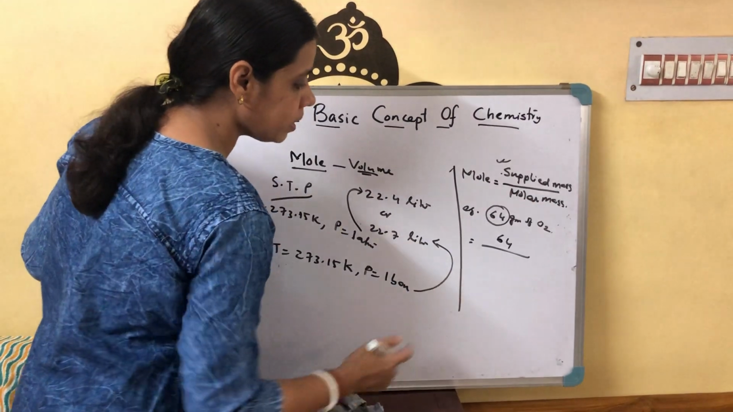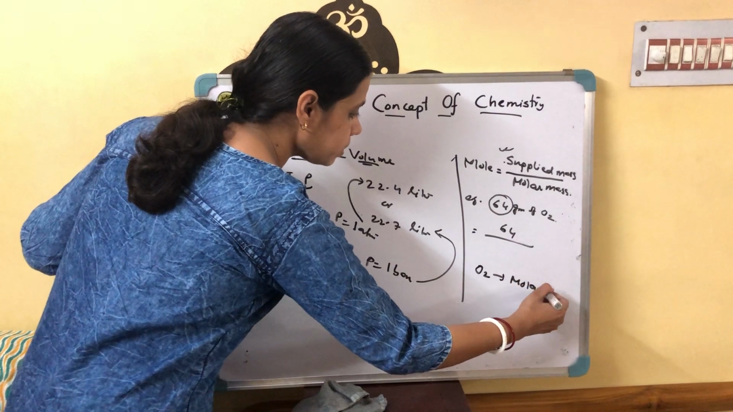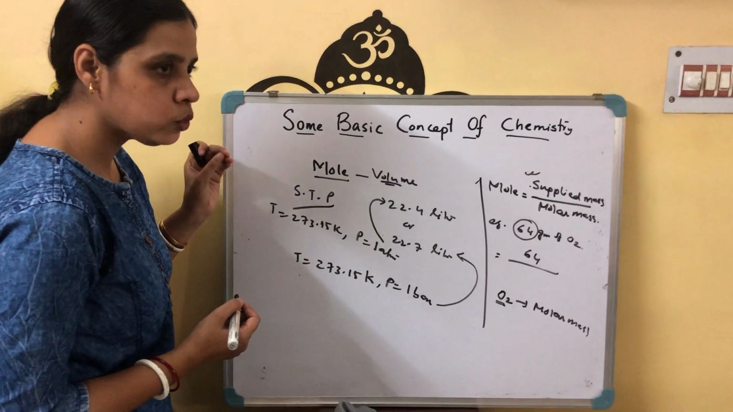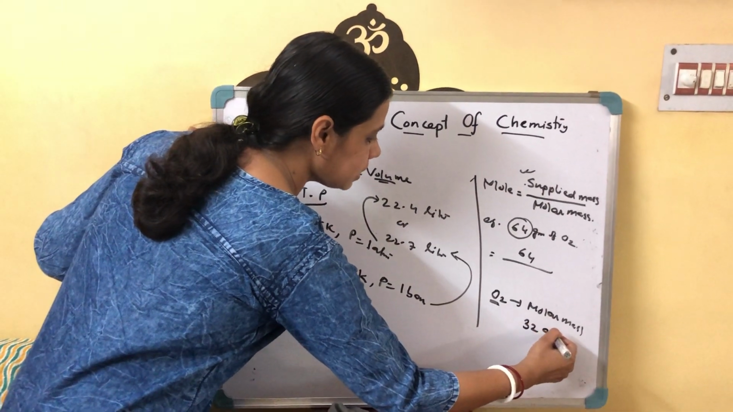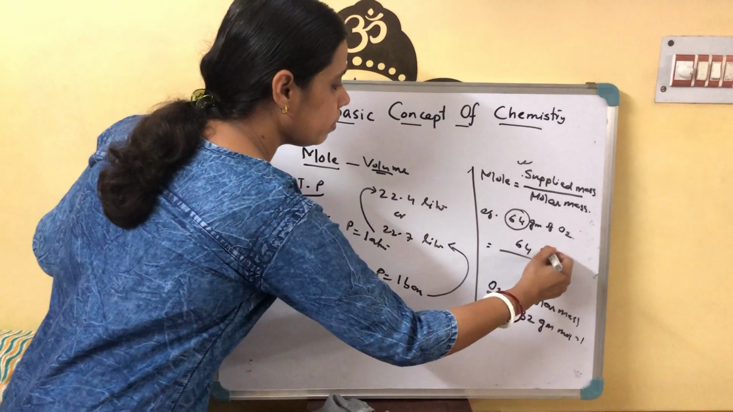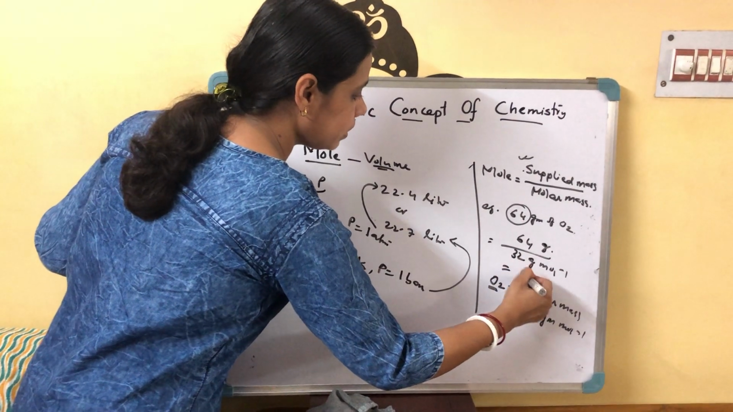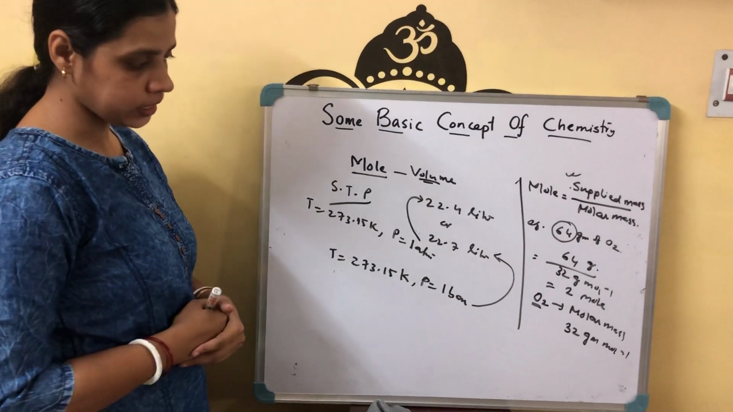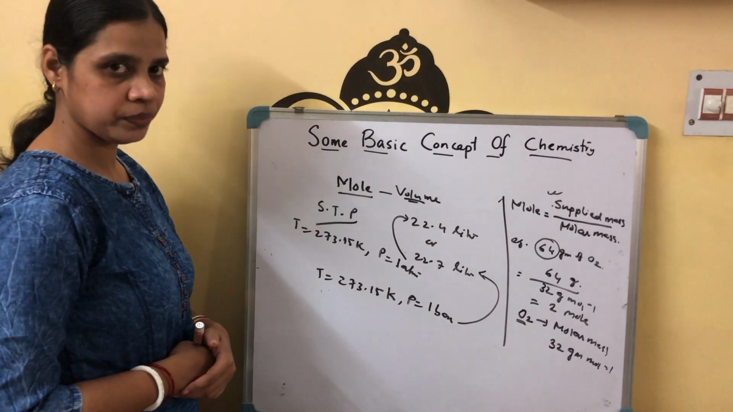For molar mass, oxygen is a molecule, and its molecular mass is 32 U. But when I write molar mass, I have to write the unit also, that is 32 gram per mole. So you will get the answer: 2 mole. That means within 64 gram of oxygen, 2 moles of oxygen molecules are present. Okay, thank you.